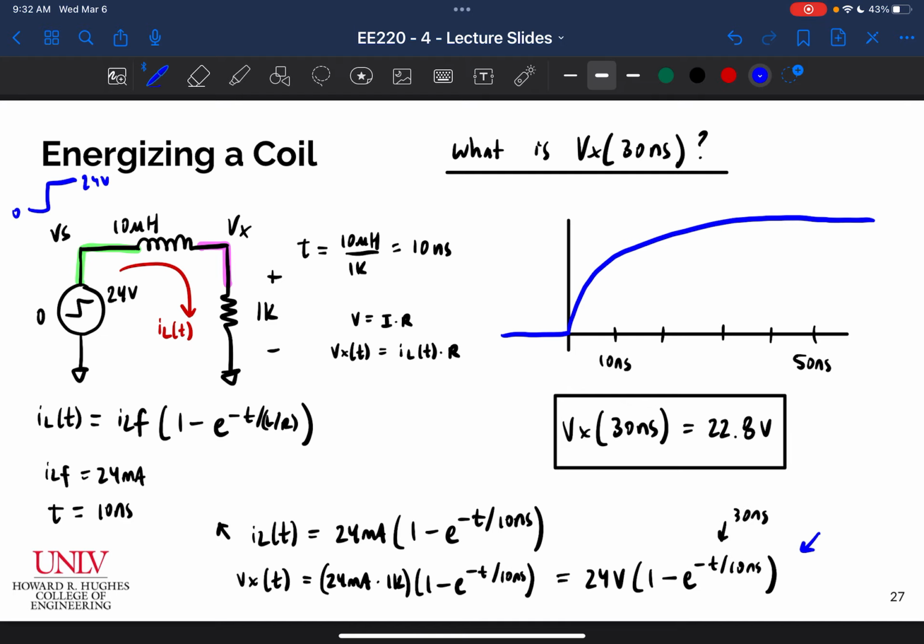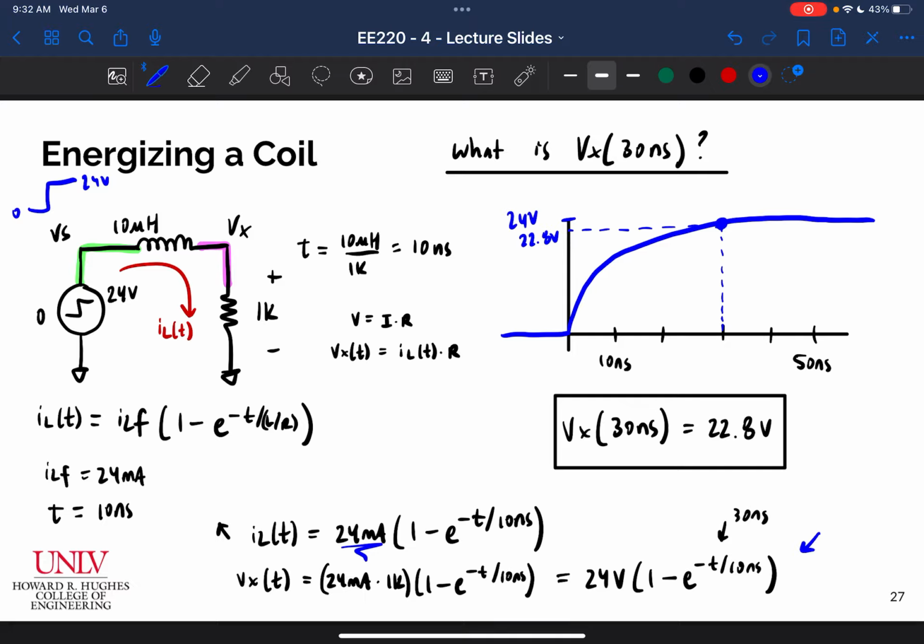It's basically just the charging equation for an RC circuit. It's just the charging characteristic exponential equation, but in terms of voltage, because we multiplied it by a resistance from the original current that we had, right? And so we determined at 30 nanoseconds that I'm basically almost to my maximum value of 24 volts. Not quite, I'm a little below that. I'm actually at 22.8 volts, which is what we determined.